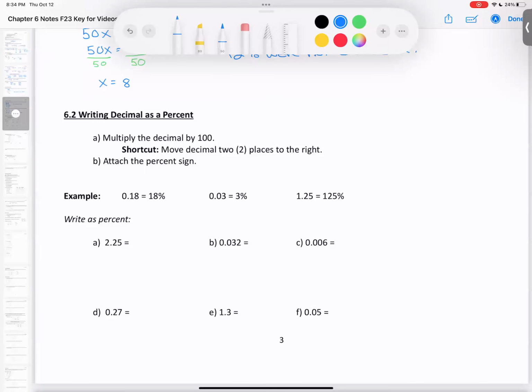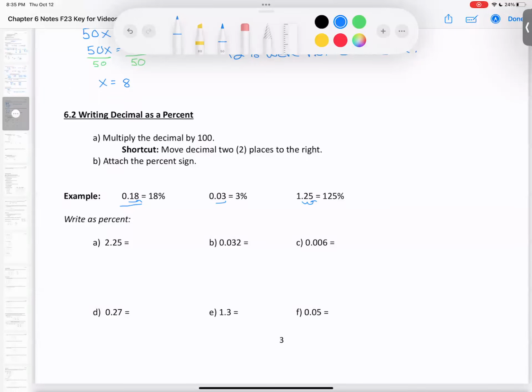So you're going to move the decimal place 2 over to the right, and then you're going to put on the percent sign. So for example, 0.18, we would move our decimal place over 2 to the right, and that would become 18%. 0.03 then is going to become 3%. 1.25 is going to become 125%. Okay, so why don't you pause this video and try these next 6 questions.